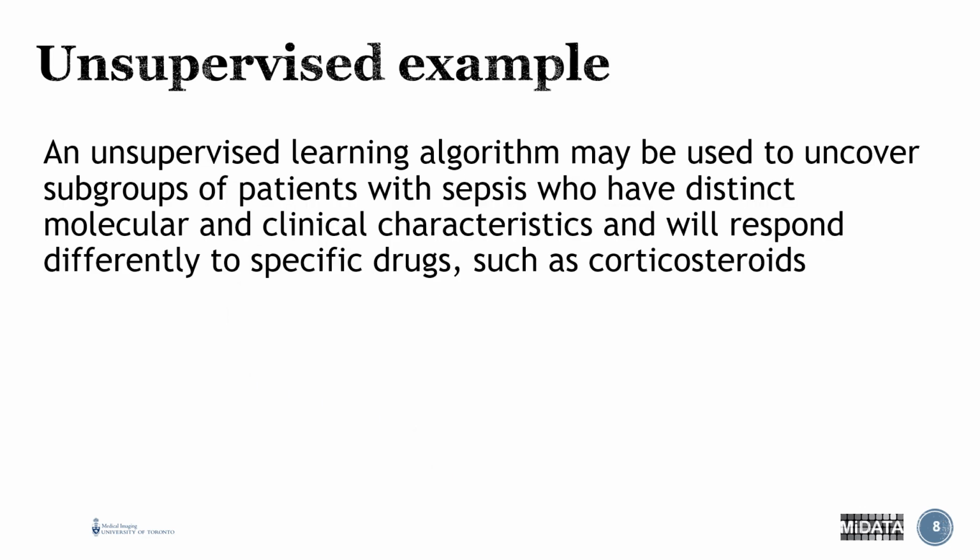For example, an unsupervised learning algorithm could be used to uncover subgroups of patients with sepsis who have distinct molecular and clinical characteristics and will respond differently to specific drugs, such as corticosteroids, which is in a way a little bit of a controversial treatment for sepsis, where there are some studies that indicate that the use of corticosteroids will reduce the risk of death, and other studies that show the opposite.